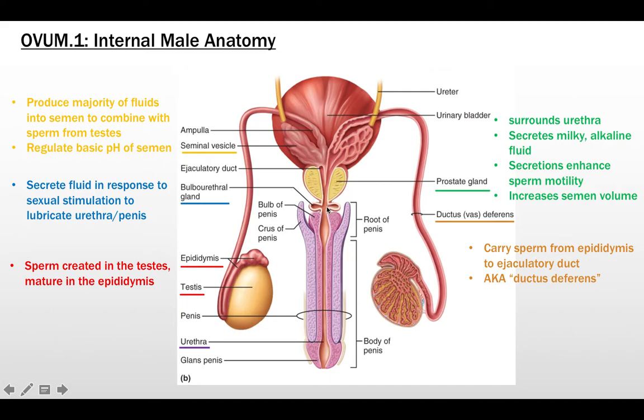From there, the last little gland we'll pass through is the bulbourethral gland, and that is going to secrete fluid in response to any sexual stimulation to help lubricate the urethra and the penis to aid in both sexual intercourse as well as delivery of semen. Finally, the urethra will receive complete semen, and upon orgasm, that semen will leave out through the urethra.